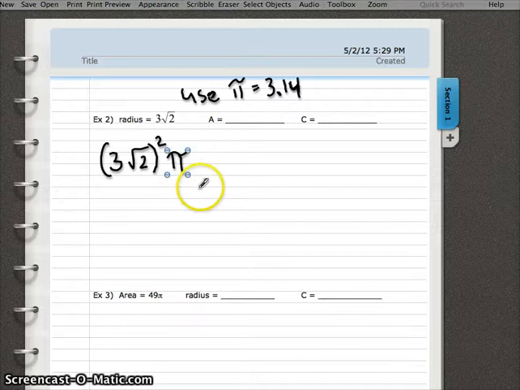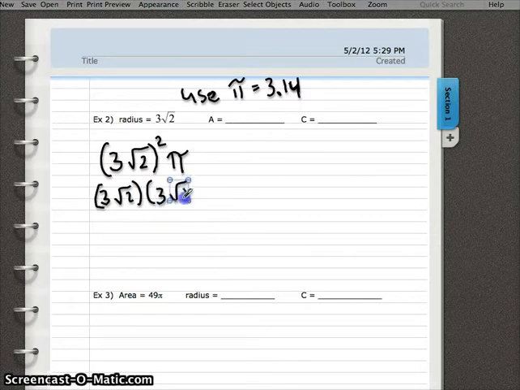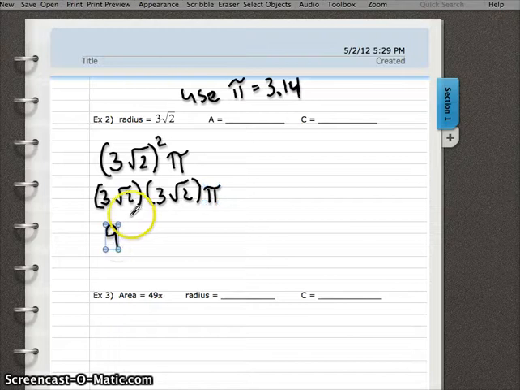And multiply that value by pi. Remember that squaring is multiplying something by itself. So if you rewrite it twice and multiply, it may help you remember to use all the values there. So multiply the numbers in front together. 3 times 3 is 9.